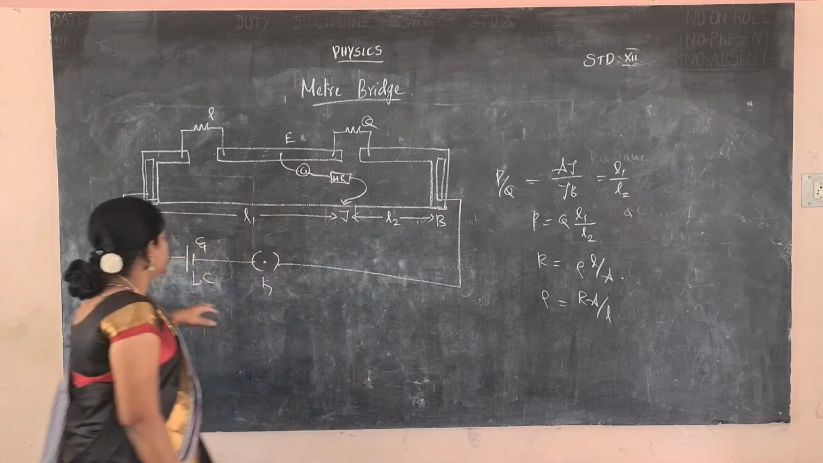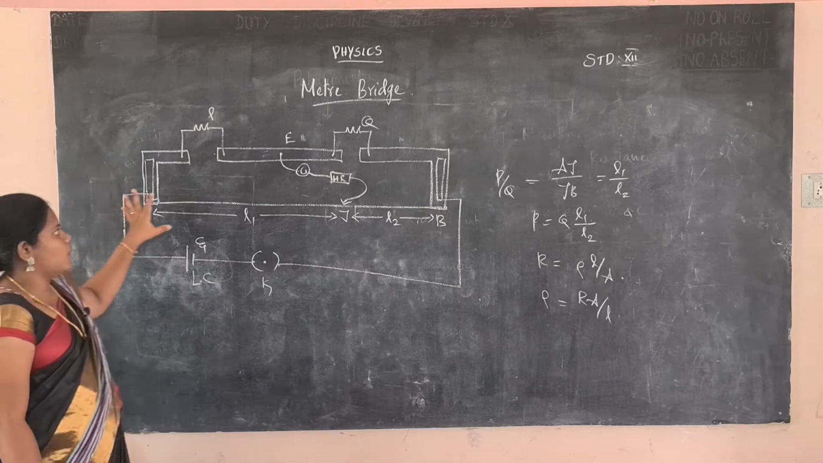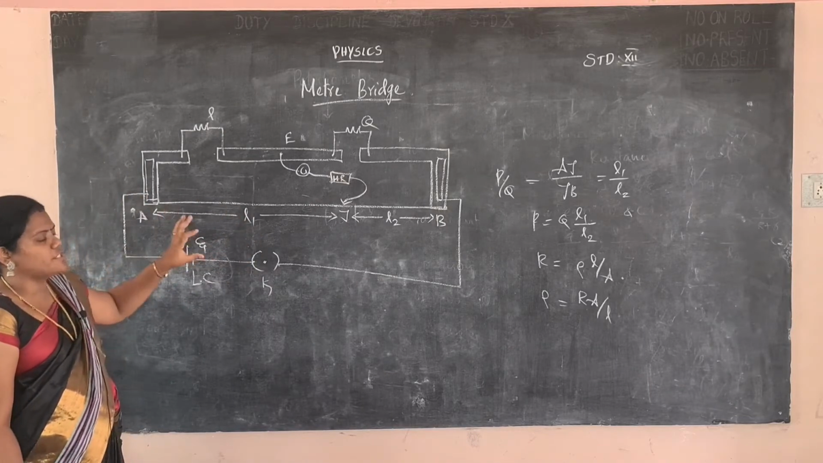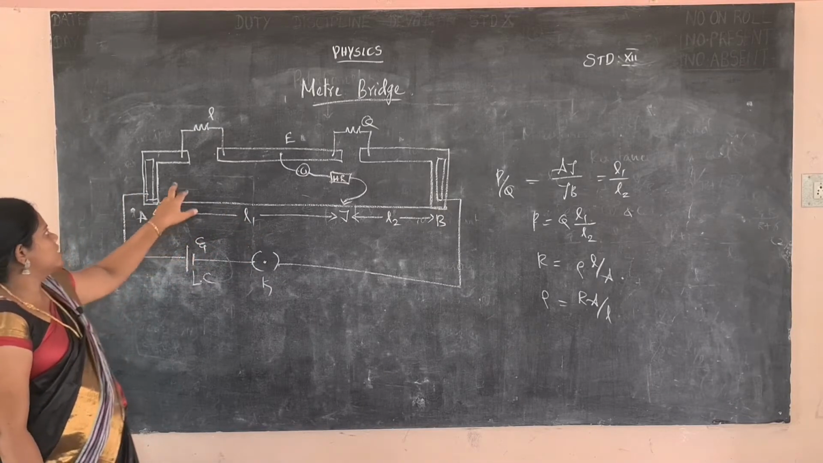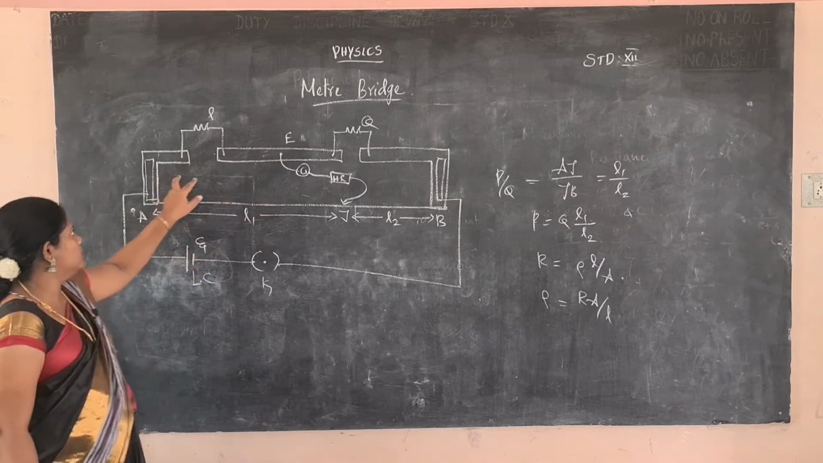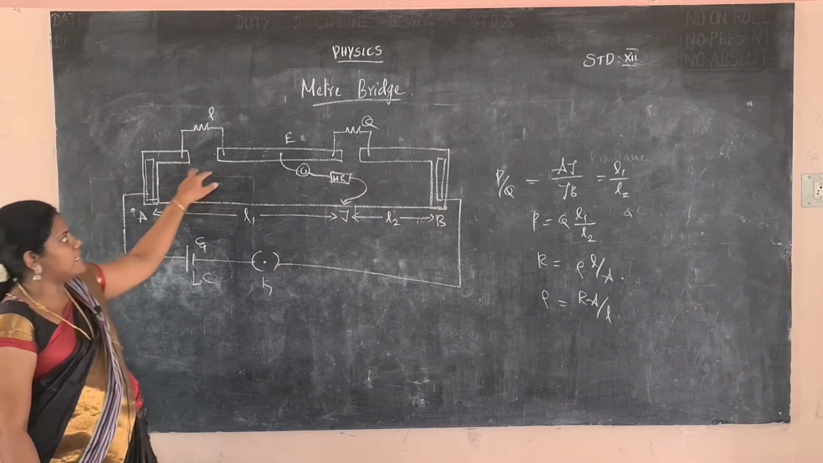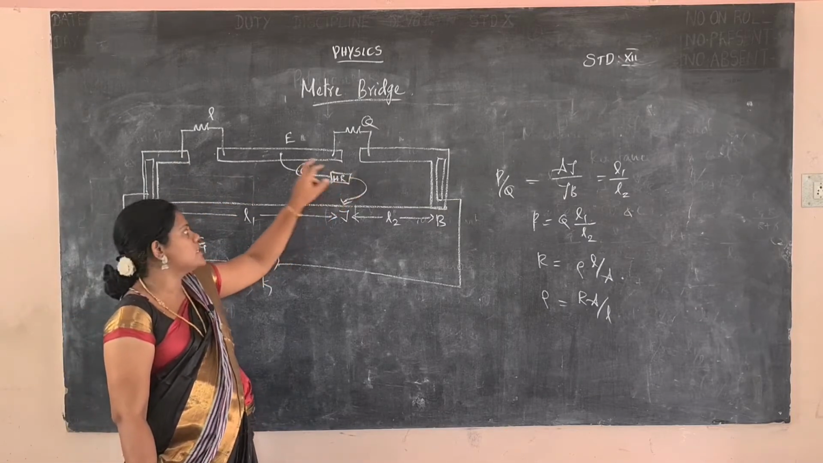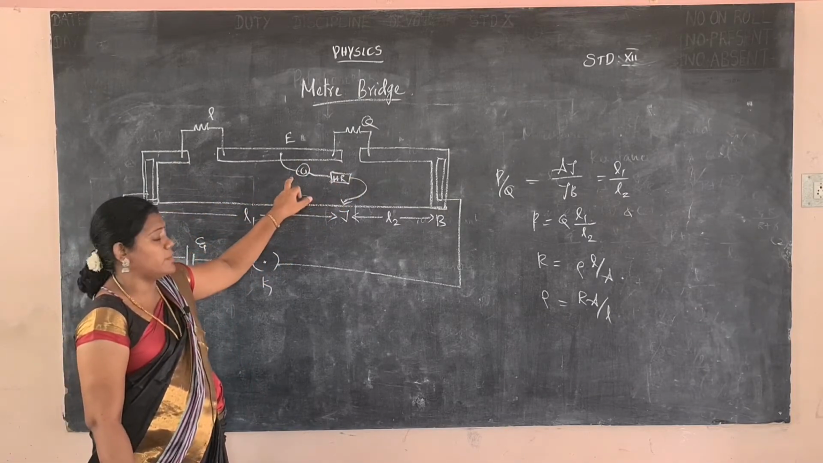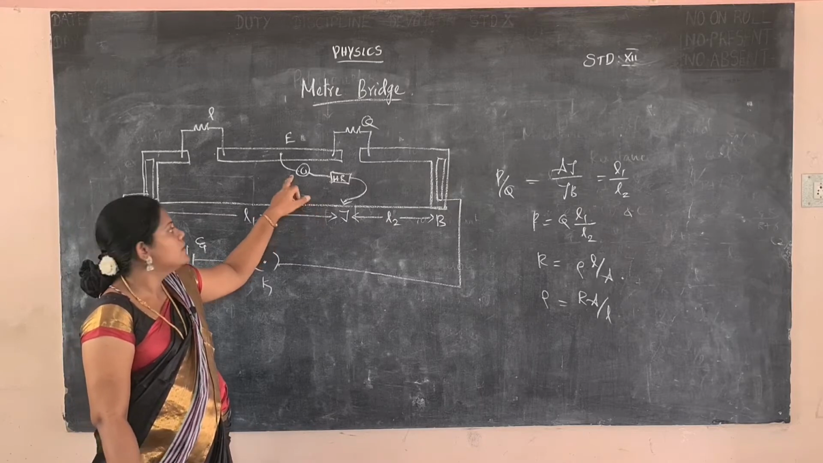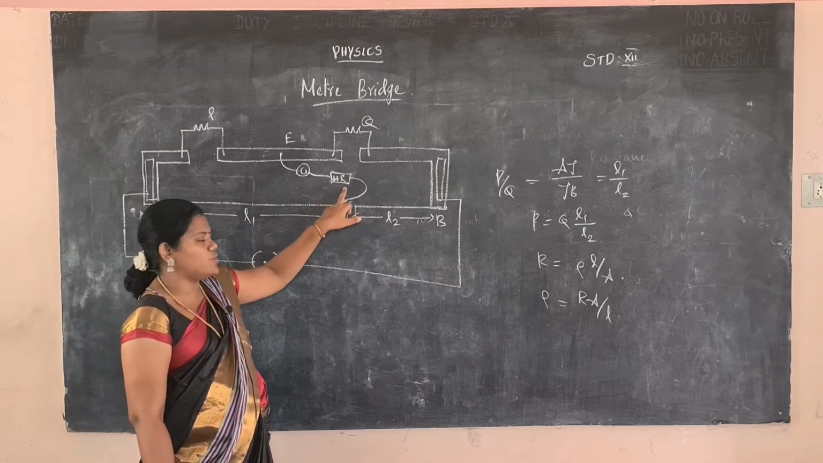Again, what are the components used to make the meter bridge? First, 3 copper strips and 2 gaps. In the first gap the unknown resistance is fixed, and in the second gap the known resistance is fixed. The center point is connected to one terminal of the galvanometer, and the second terminal of the galvanometer is attached to the high resistance box.